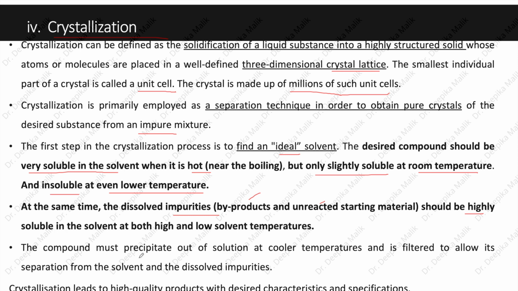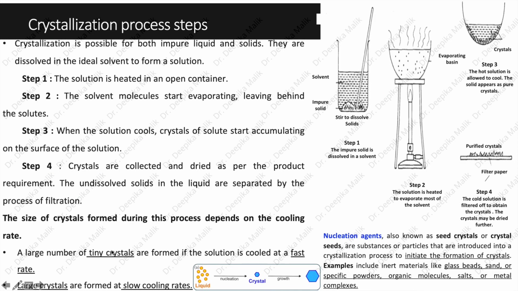The compound must precipitate out of the solution at cooler temperatures and is filtered to allow its separation from the solvent and the dissolved impurities. Crystallization leads to high quality products with desired characteristics and specifications. The next slide shows the crystallization process steps.